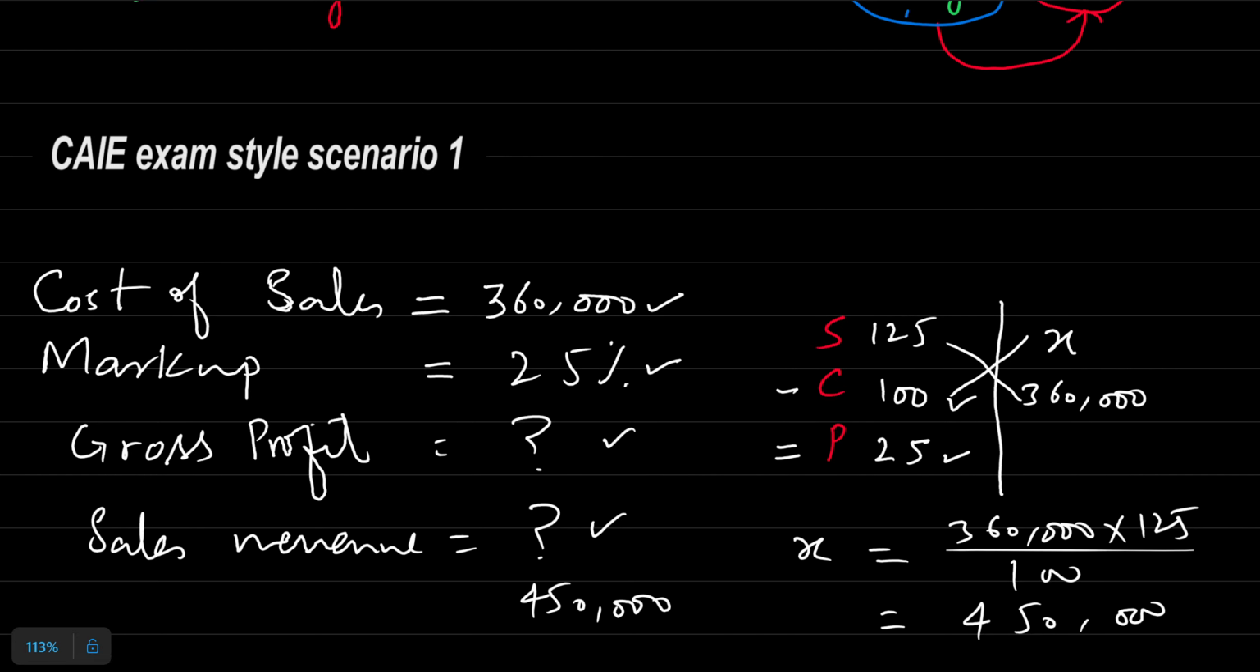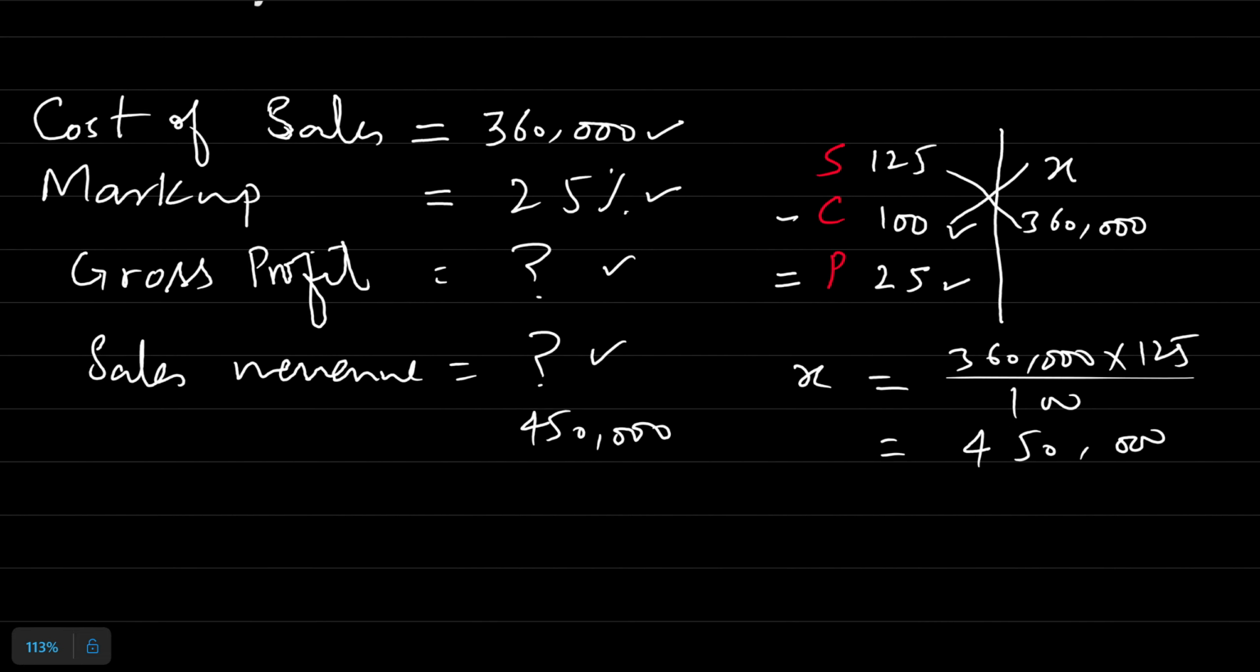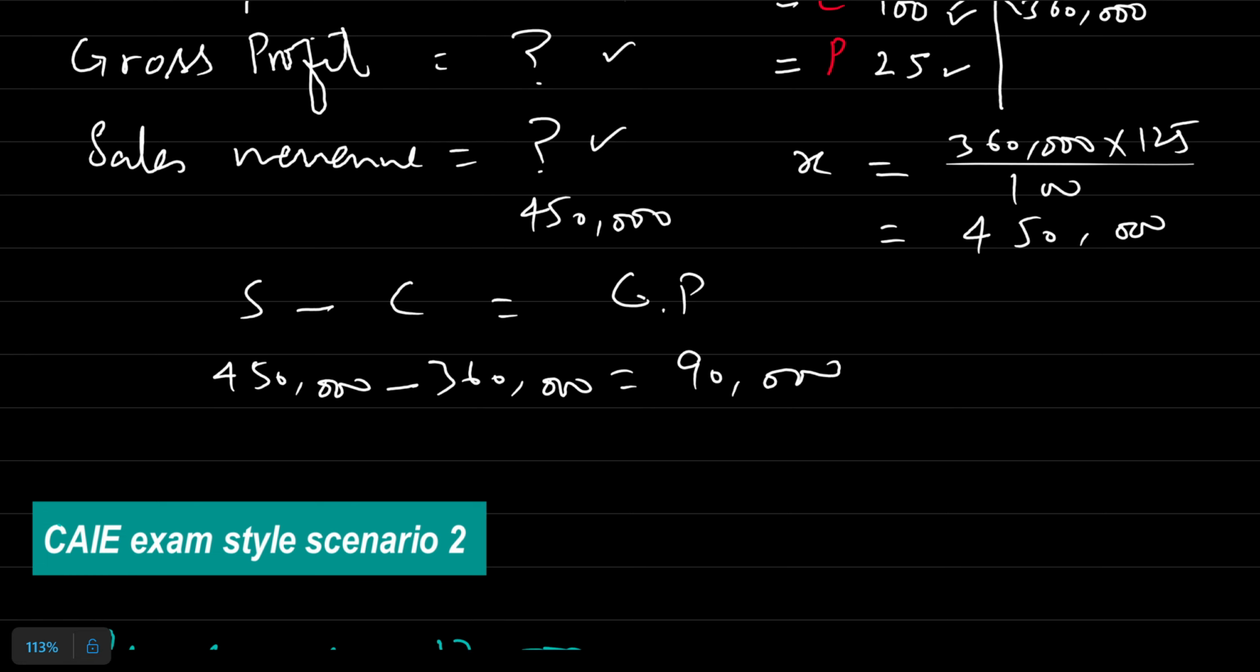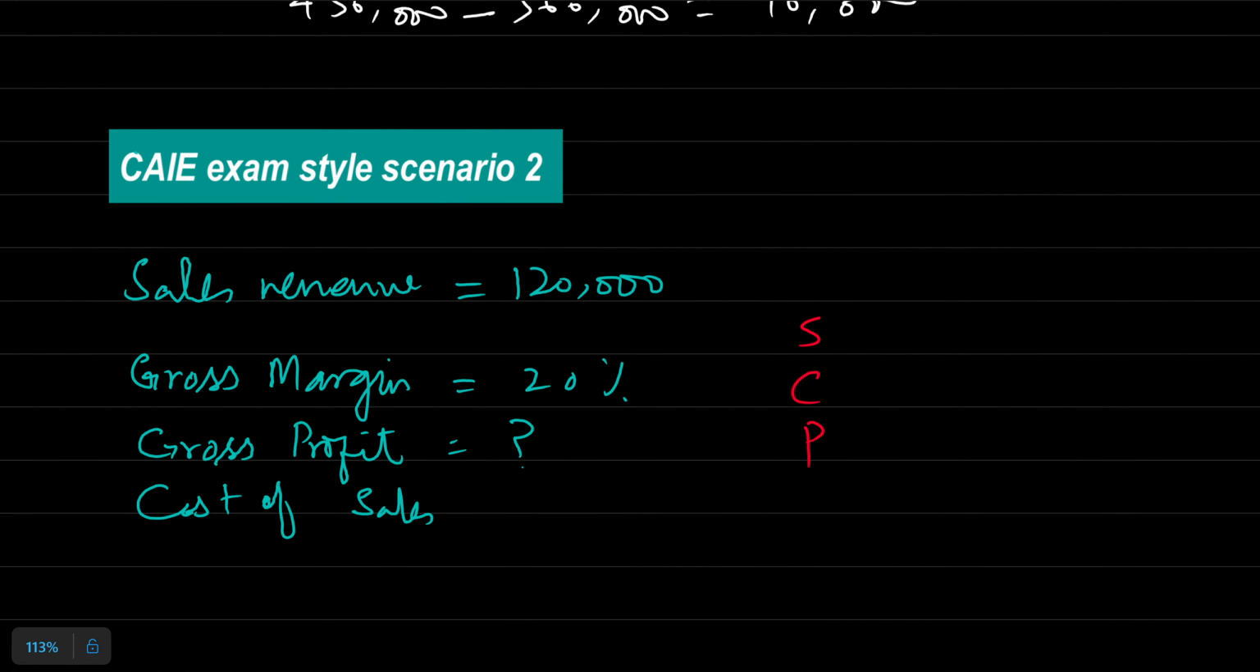And what will be gross profit? In this situation, gross profit will be equal to sales minus cost is equal to gross profit. Sales we have calculated as 450,000. Cost is already given. So the gross profit will be equal to 450 minus 360, 90,000. So the question is complete. Now let us move to the next question.